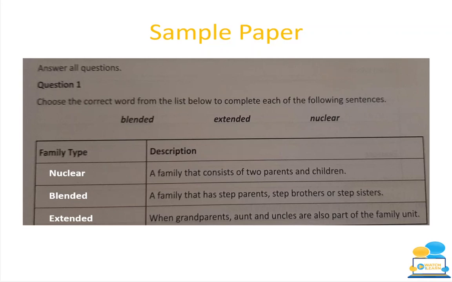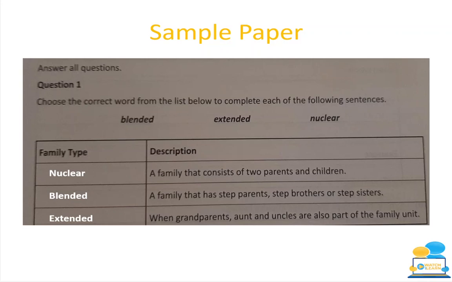Say if I didn't know what the second one is, I go down to the third one then. So when grandparents, aunts and uncles are also part of the family unit. So I'm thinking again back to my Nebel and I'm thinking this might be extended. So then I write down extended in white and I cross it out.